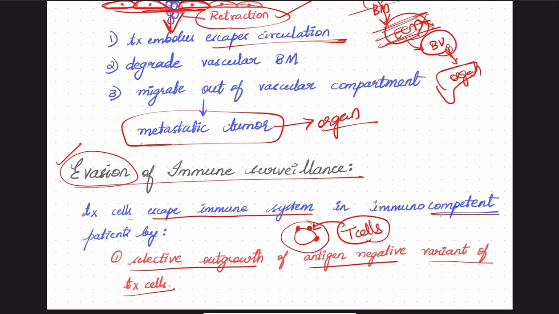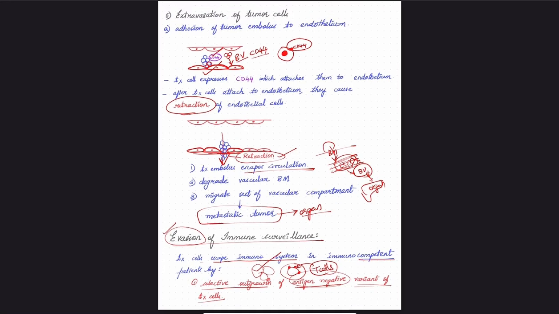But this is not happening because a few of the tumor cells do not express these antigens. They do not have any antigens on the surface. This antigen negative variant of tumor cells survives. These are selected and they outgrow. This is the selective outgrowth of antigen negative variants of tumor cells. This is one of the reasons.